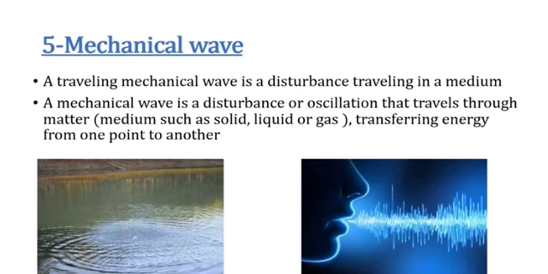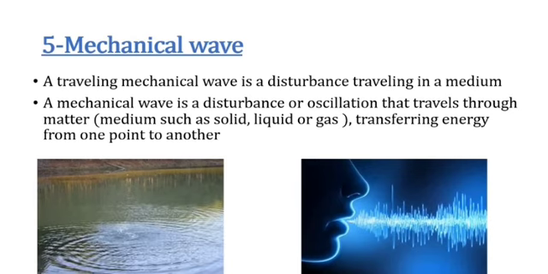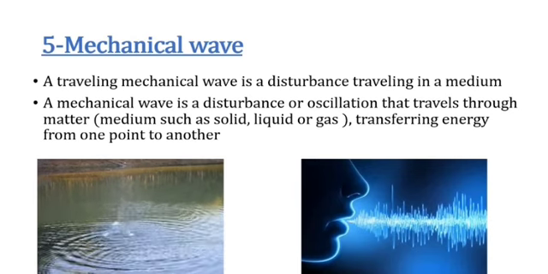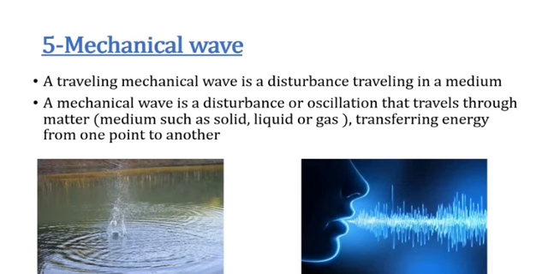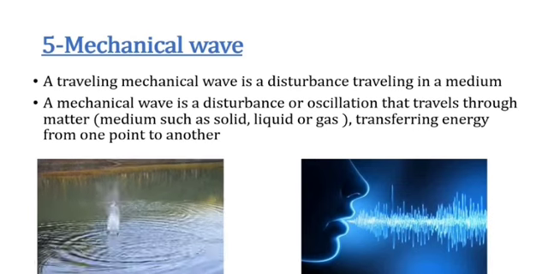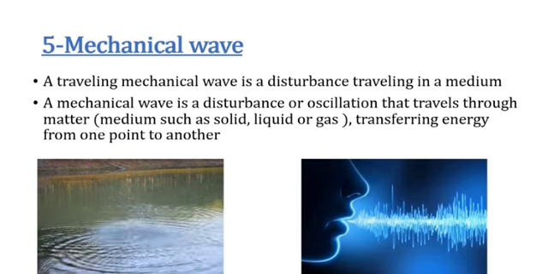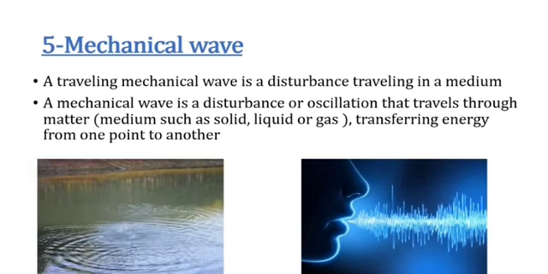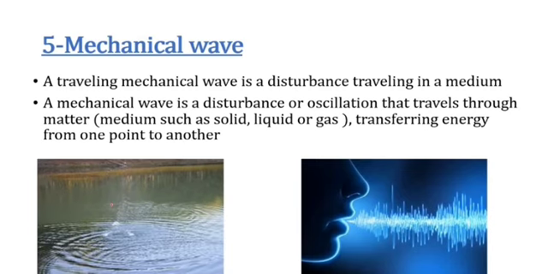So a mechanical wave is a disturbance or oscillation that travels through matter. A mechanical wave needs a medium to propagate. It transfers energy from one point to another through a medium. This medium may be solid, liquid, or gas. We will see you in the next video.